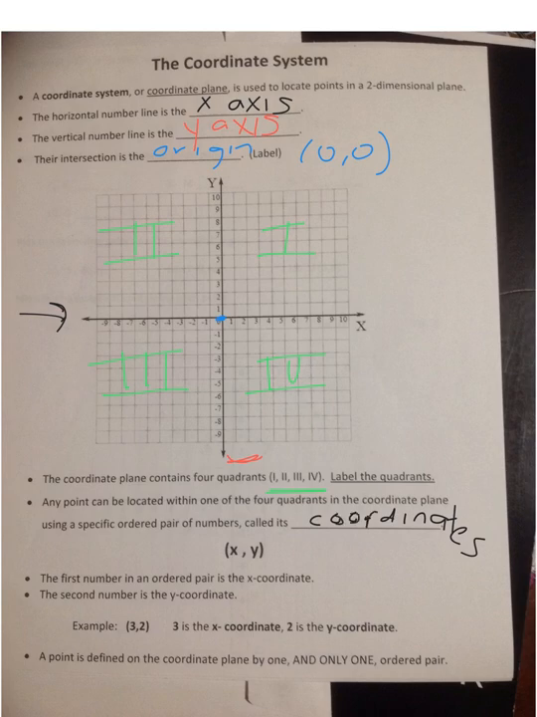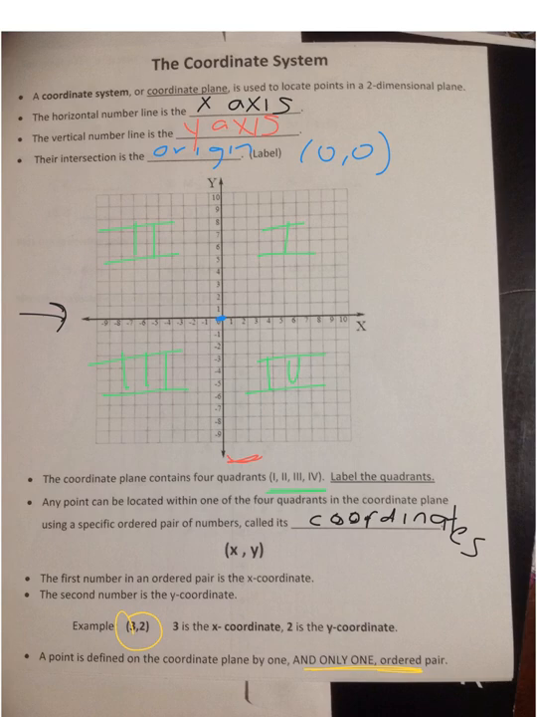The first number in an ordered pair is the x-coordinate. The second number is the y-coordinate. So in the example 3, 2, 3 is the x-coordinate and 2 is the y-coordinate. And a point is defined on the coordinate plane by only one ordered pair. This 3, 2 gives you 1 point.